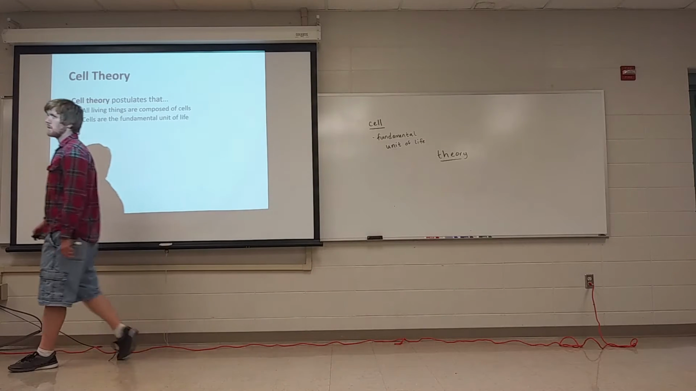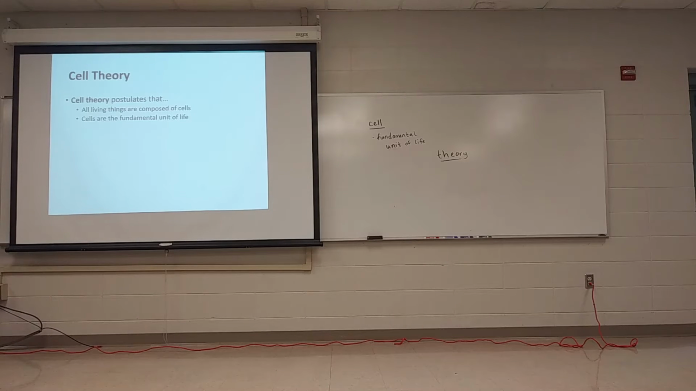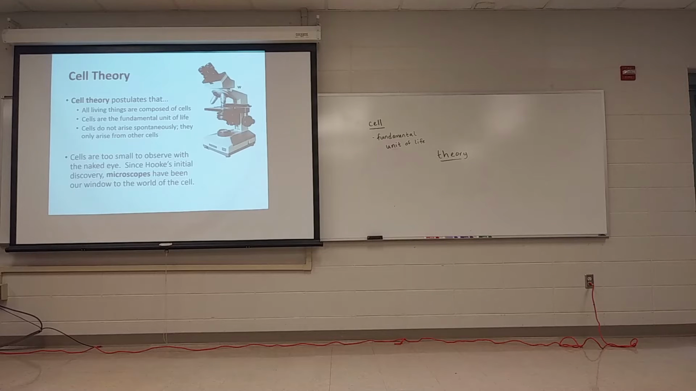Second, cells are the fundamental unit of life. Right, that's the definition of them. Established that. Third, cells do not arise spontaneously, they only arise from other cells. In other words, organisms don't just spontaneously pop up. Organisms are produced from the union or splitting, if you're doing asexual reproduction, of other organisms. And so cells do not arise spontaneously, they only arise from other cells. As far as the origin of the first cells then, that's beyond the scope of this course and this topic in particular today. So, cells are too small to observe with the naked eye. Most of them are. Not all of them, most of them.